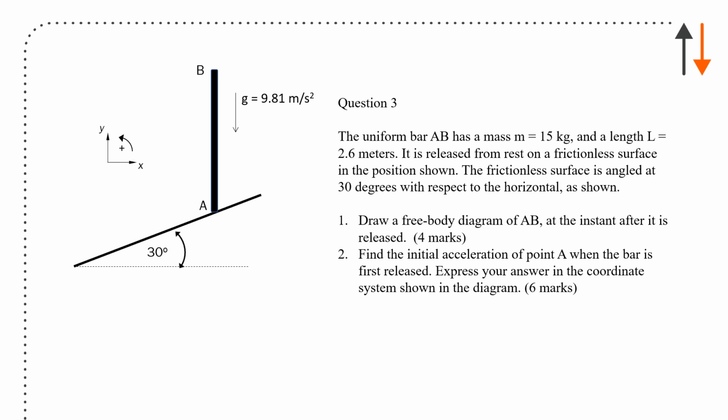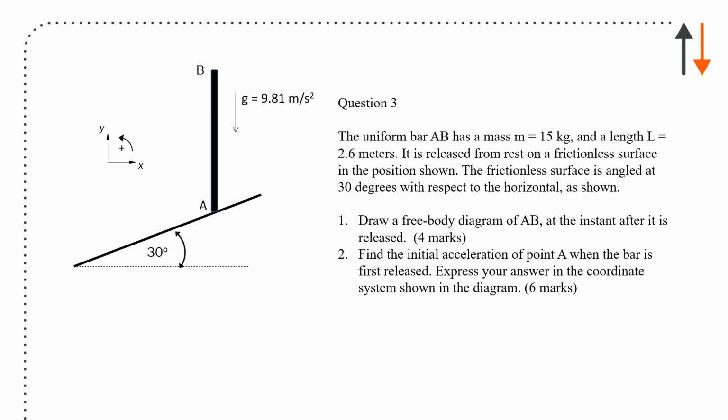The next problem is a uniform bar that has a mass m equals 15 kilograms, length L equals 2.6 meters, released from rest on a frictionless surface in the position shown. The frictionless surface is angled at 30 degrees with respect to the horizontal. Draw a free body diagram. Find the initial acceleration of point A when the bar is first released. Express your answer in the coordinate system shown in the diagram, 6 marks.